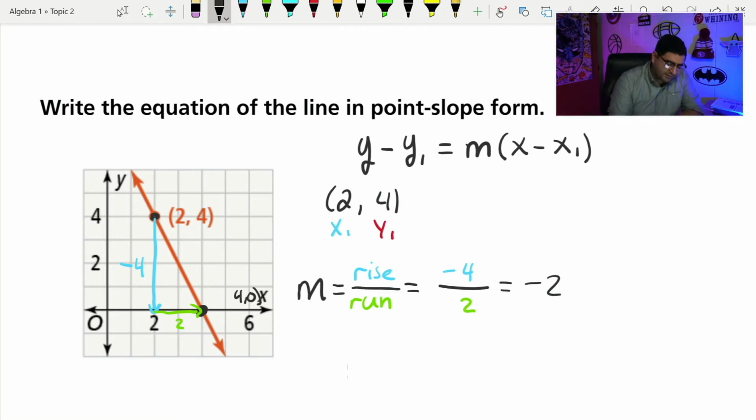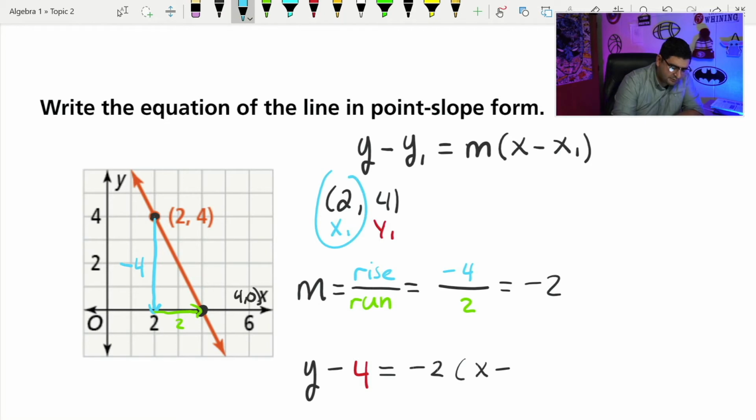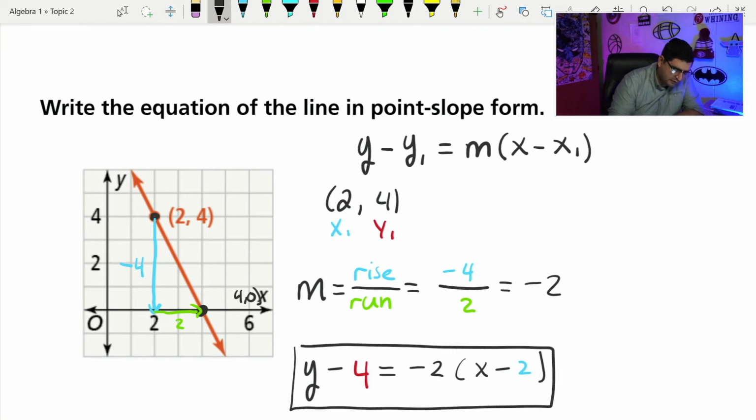So now I take this information and I plug it back into my formula. And I get y minus y1, which in this case is 4. So I write 4 equals m, which we just found our slope was -2, times x minus x1, which in this case is 2. And there I have the equation of a line written in point-slope form.